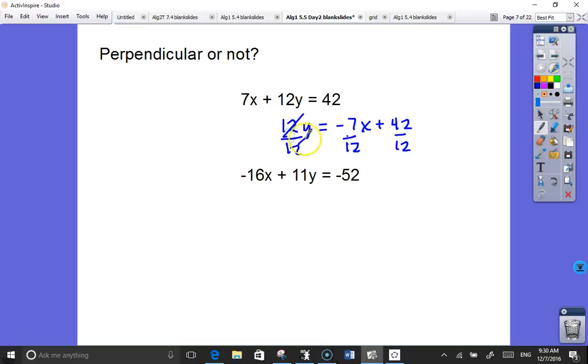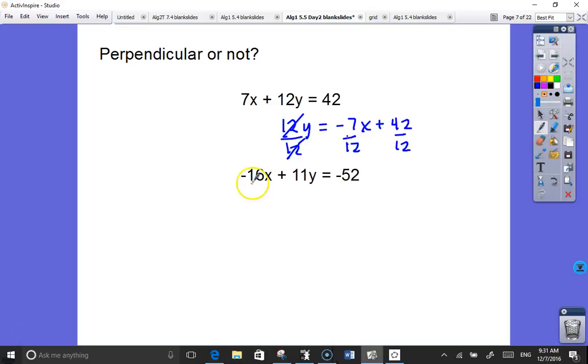Okay, so cancel, cancel. Okay, now the 42 over 12, what is that? Is that the slope? It's the y-intercept, okay? It's not simplified. Do we need to simplify it? In the end, all we care about is the slope. So I'm not even going to bother to simplify, because all I really want to know is the slope. And what is the slope? Negative 7/12. Okay, now let's solve the other one.